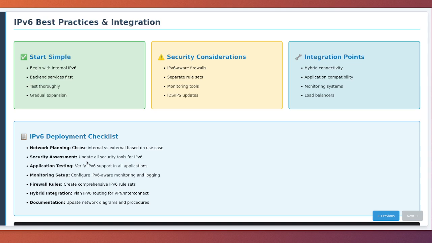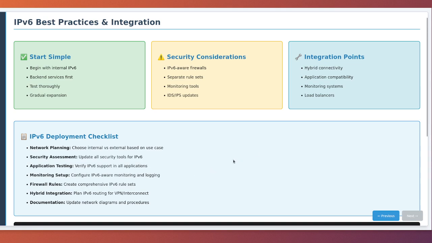Application compatibility varies widely. Some applications work perfectly with IPv6, others need configuration changes, and some simply don't support it. Test thoroughly before production deployment. Monitoring and troubleshooting require IPv6 aware tools. Make sure your network monitoring, logging, and diagnostic tools can handle IPv6 addresses and traffic patterns.